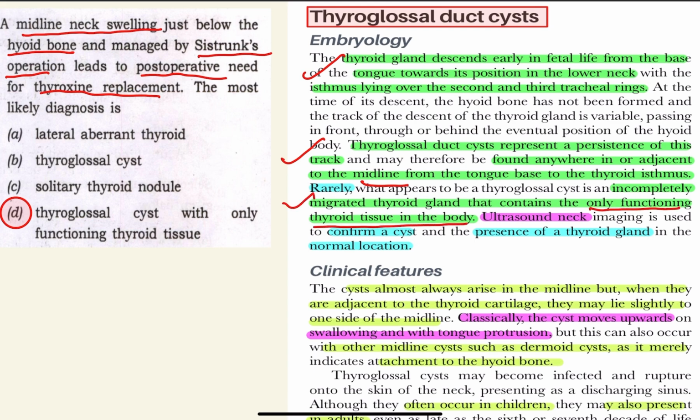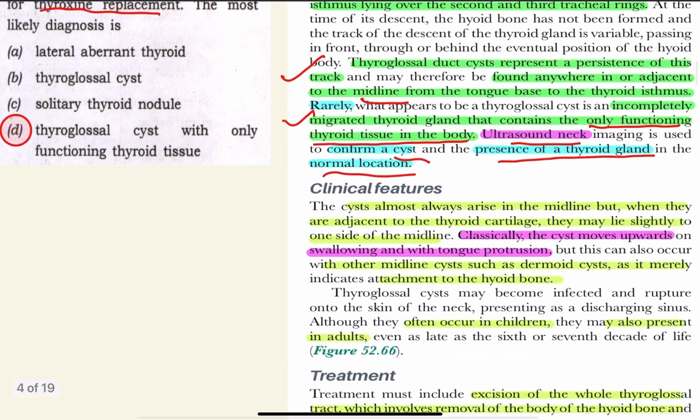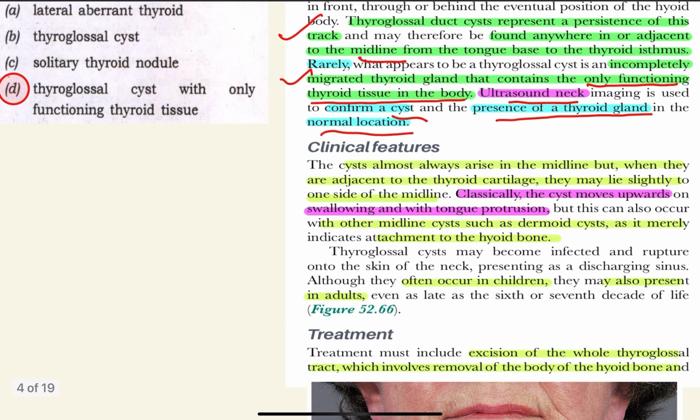That's why this patient needs post-operative thyroxine replacement. So we must do an ultrasound of the neck before the surgery to confirm the cyst and the presence of the thyroid gland in the normal location. And there is one very favorite question: the classical cyst moves upward on swallowing and tongue protrusion. This is the keyword, tongue protrusion.